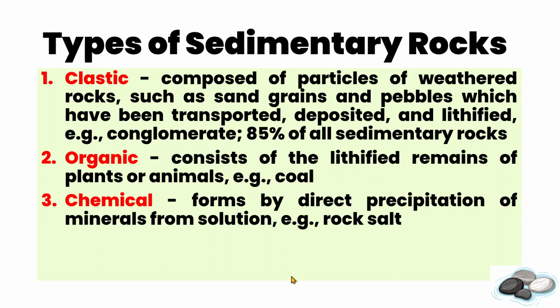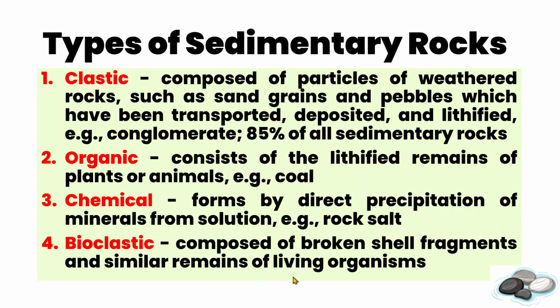There are also chemical sedimentary rocks. These are formed by direct precipitation of minerals from solution. In short, they are products of chemical reaction. An example is rock salt. And lastly, bioclastic. Bioclastic sedimentary rocks are composed of broken shell fragments. These are the shells of mollusks and similar remains of living organisms.